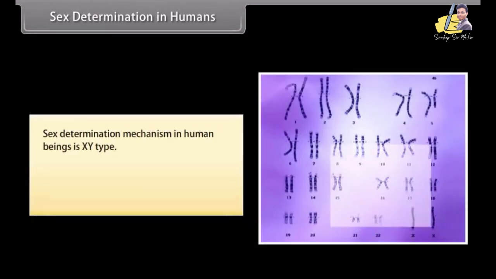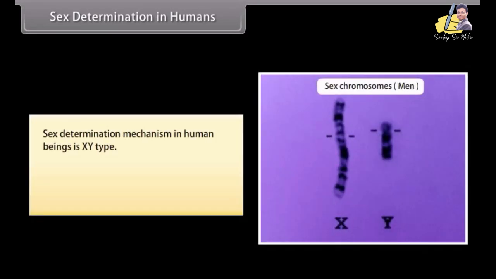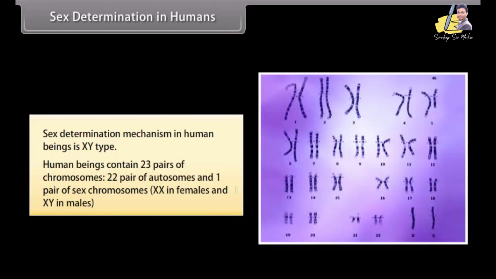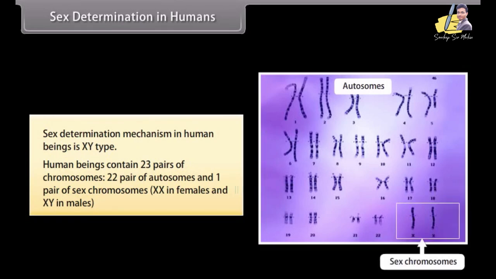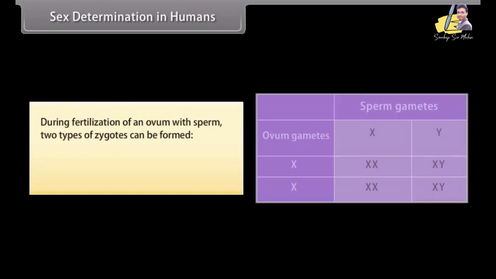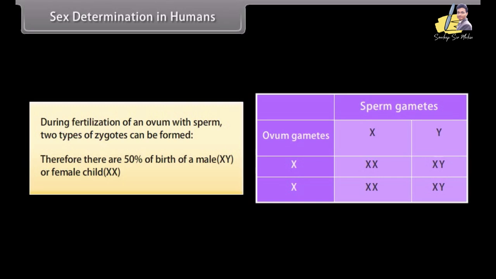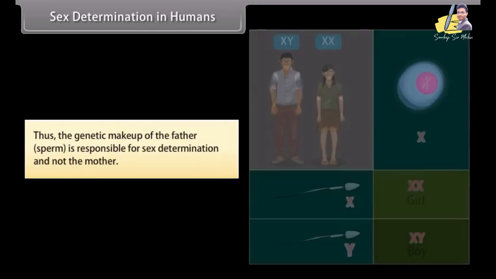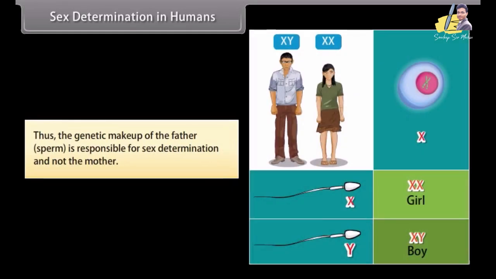Sex determination in humans. Sex determination mechanism in human beings is XY type. Human beings contain 23 pairs of chromosomes, 22 pairs of autosomes and one pair of sex chromosomes, XX in females and XY in males. During fertilization of an ovum with sperm, two types of zygotes can be formed. Therefore, there is a 50% chance of birth of a male child XY or female child XX. Thus, the genetic makeup of the father's sperm is responsible for sex determination and not the mother.